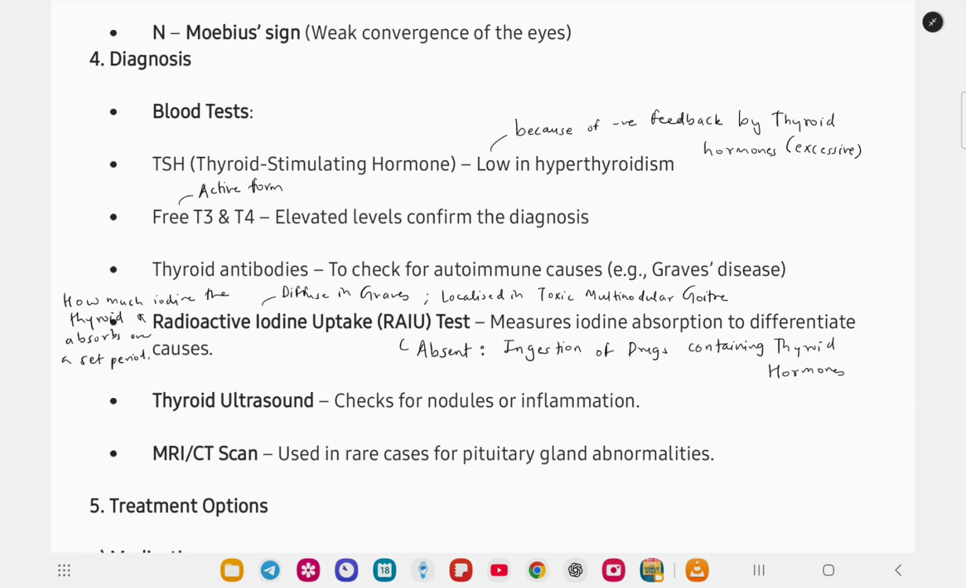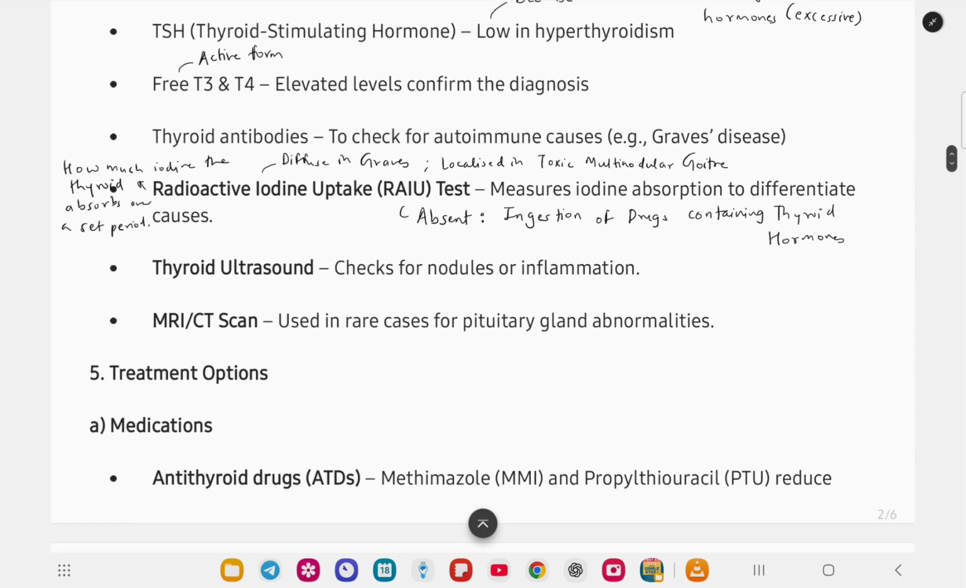So we also check thyroid antibodies in blood. Then we do a test called radioactive iodine uptake test. What does it do? It tells how much iodine the thyroid absorbs over a set period. So it measures iodine absorption. It is used to differentiate causes.